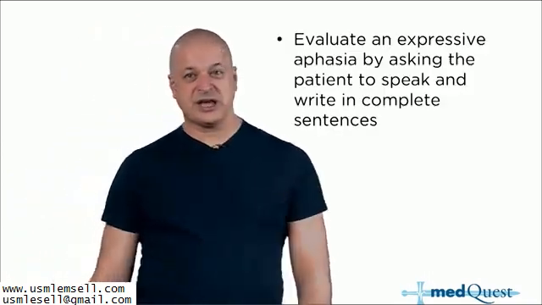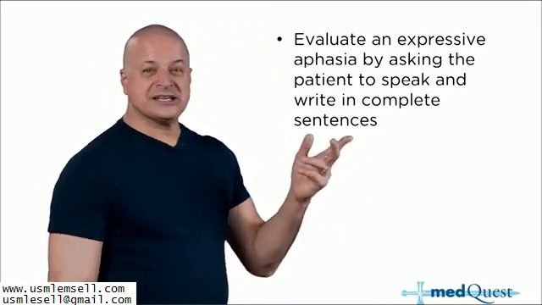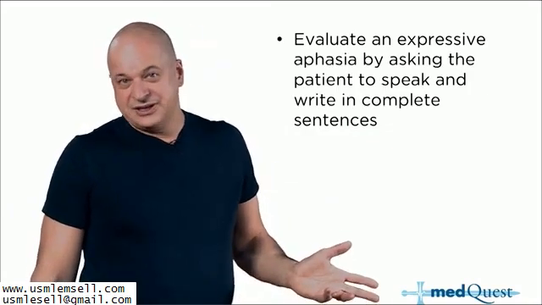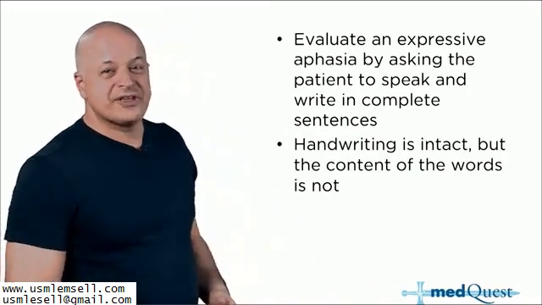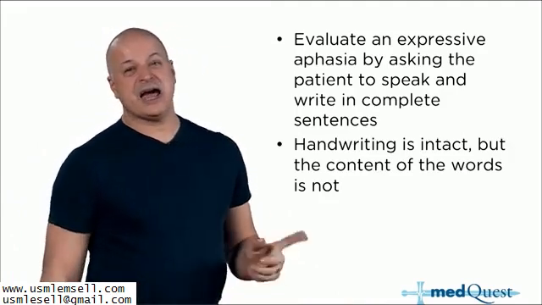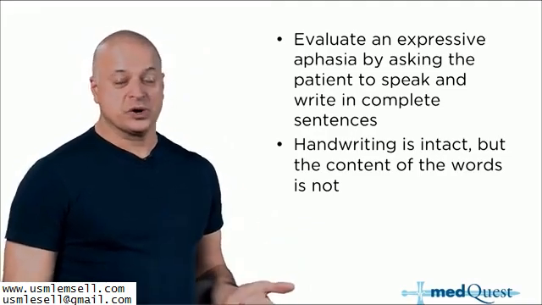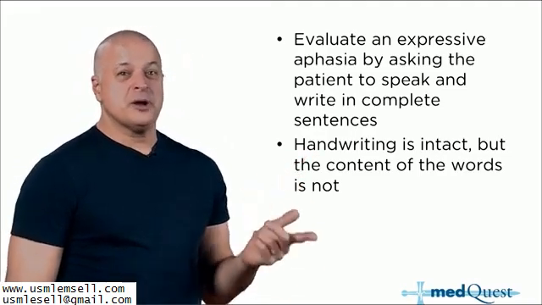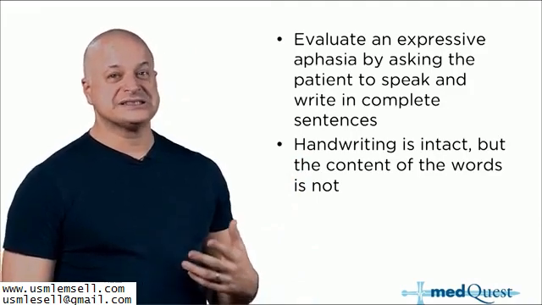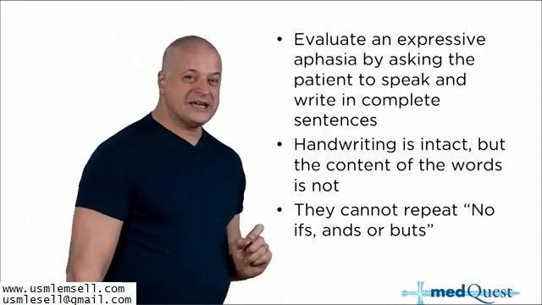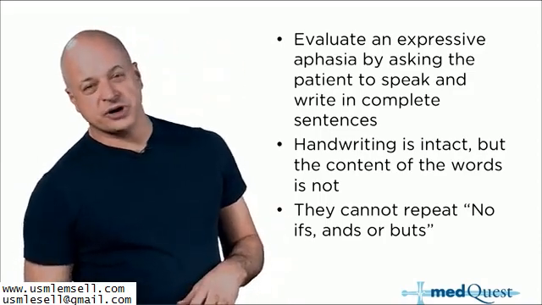That's Broca's aphasia, okay? So what you do is you evaluate it by asking the patient to speak and write in complete sentences. If the handwriting is intact, the words may not be intact because it's a non-fluent aphasia. You can say individual words, you can write individual words, but the content of the words is not intact. And they can't repeat the phrase, no ifs, ands, or buts.